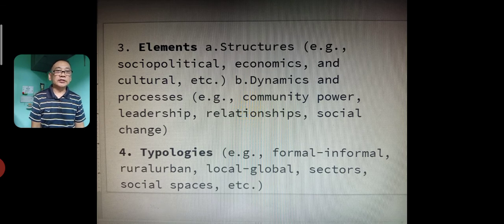First, we'll discuss the structures. Example, yung socio-political structure, economic, and cultural. Actually, marami pa yon na ito ang bumubuo ng isang community or ng city itself. Now, we have two targets. We have one, Kabuyao and Kalamba.